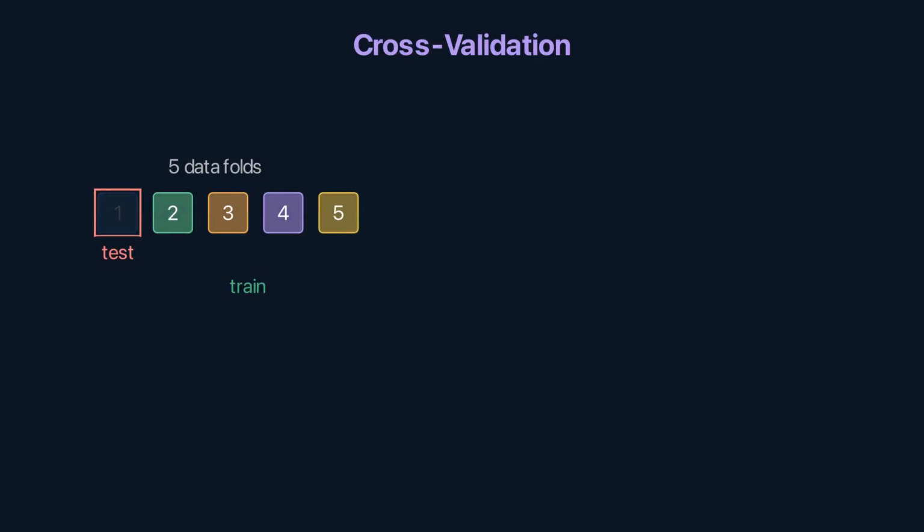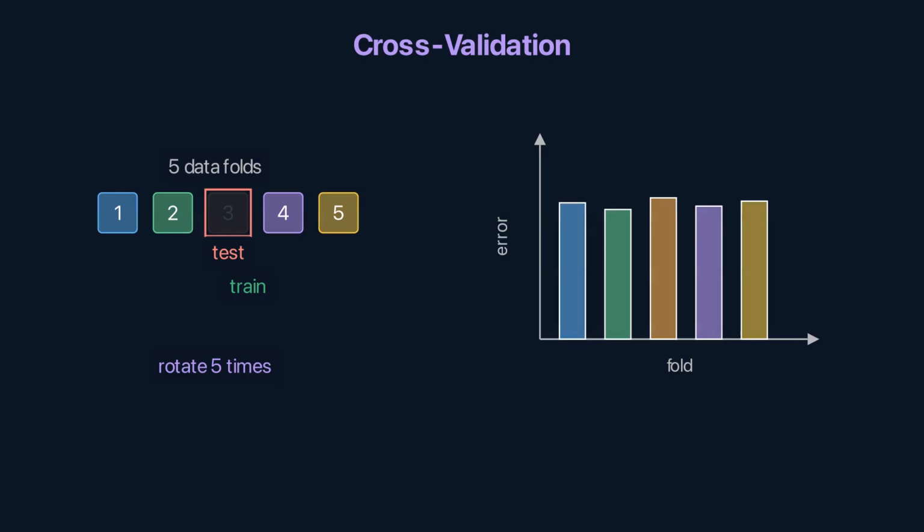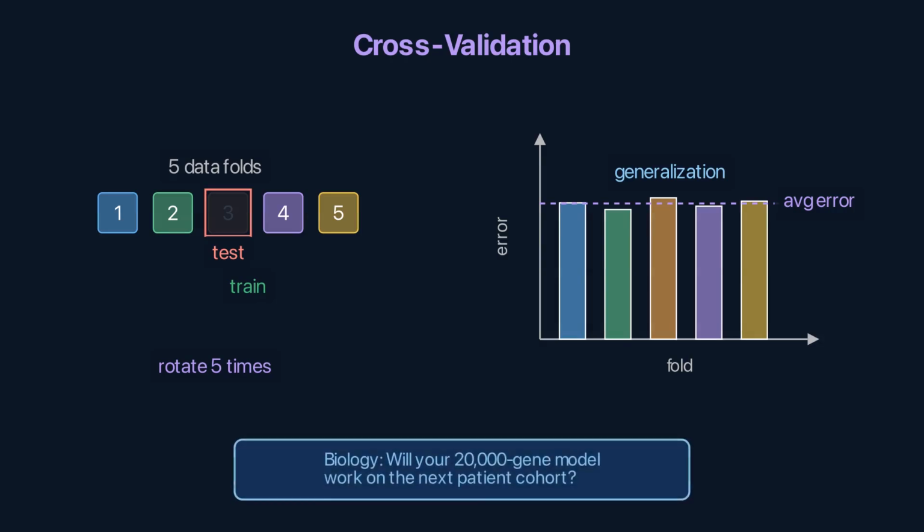The recipe is finalized, but does it work on dishes you haven't tasted? Split your data into 5 groups. Train on 4, test on the 5th. Rotate 5 times so every dish gets a turn as a blind test. If the recipe works well on all 5 holdout groups, it generalizes. If it only works on the dishes it was trained on, it memorized rather than learned. This is cross-validation, and it's how you estimate whether your 20,000 gene model will survive the next patient cohort.